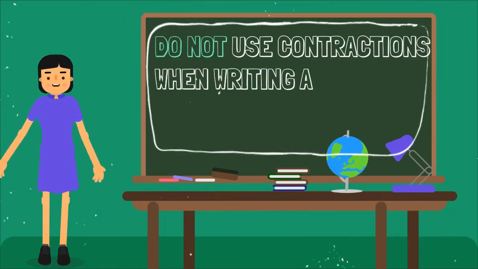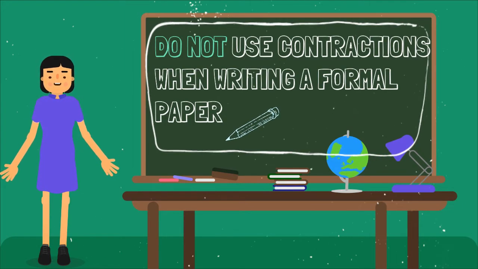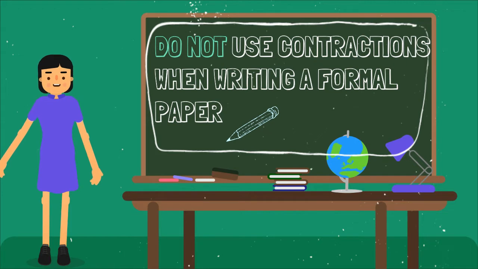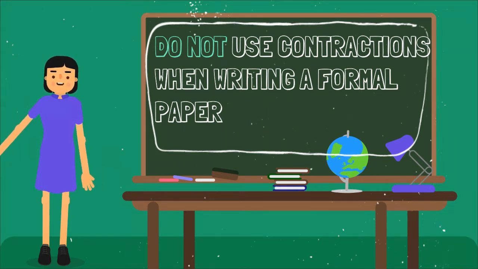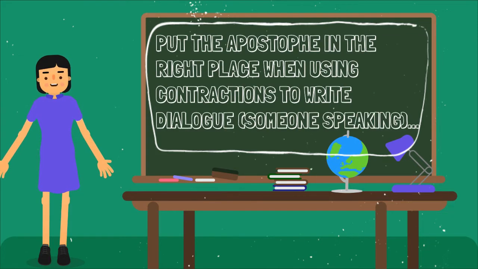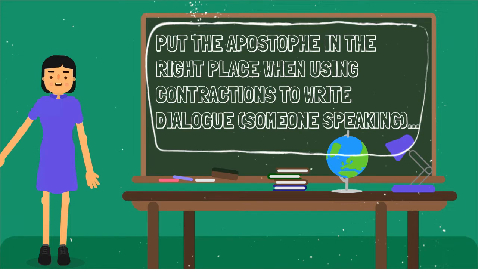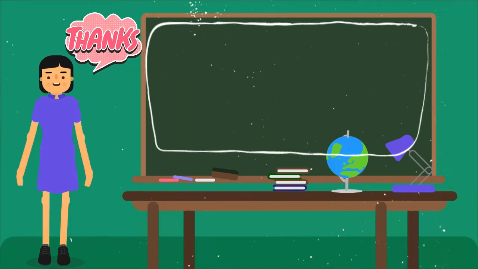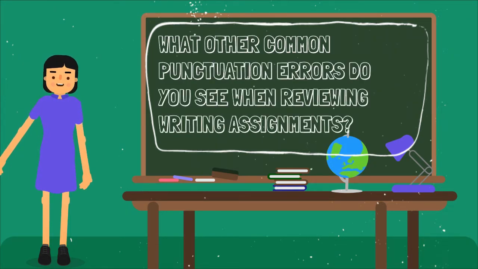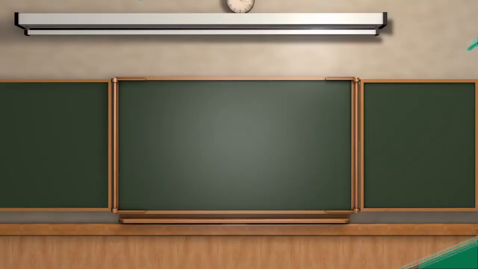So it sounds like avoiding the use of contractions in formal papers is the best thing to do. And if you are going to use contractions when you're showing dialogue or somebody speaking, that's okay. Just make sure the apostrophe goes in the right place. Thank you for that tip. What other common punctuation errors do you see when you review writing assignments?